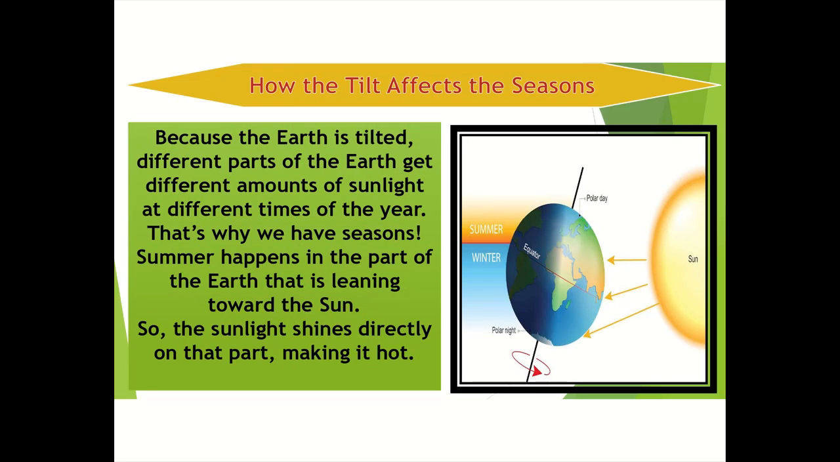How the tilt affects the seasons. Because the Earth is tilted, different parts of the Earth get different amounts of sunlight at different times of the year. That's why we have seasons. Summer happens in the part of the Earth that is leaning toward the Sun. So, the sunlight shines directly on that part, making it hot.